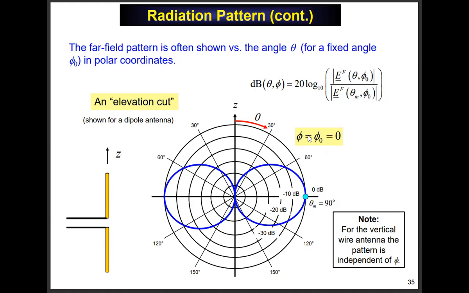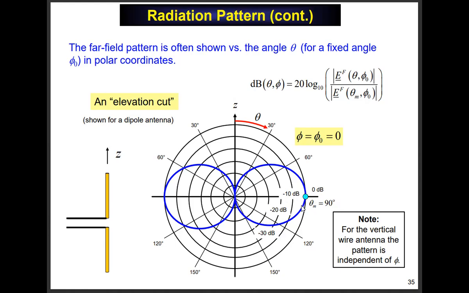So in the elevation cut, I really don't care what phi is. I'm just going to call it 0, but it's arbitrary. Okay? Now, remember, it's always 0 dB at the maximum. So you always want to label 0 dB on your outer circle of your polar plot. See that? 0 dB. And then you pick how many dB per division you want, and then how many divisions you want going down to the origin.